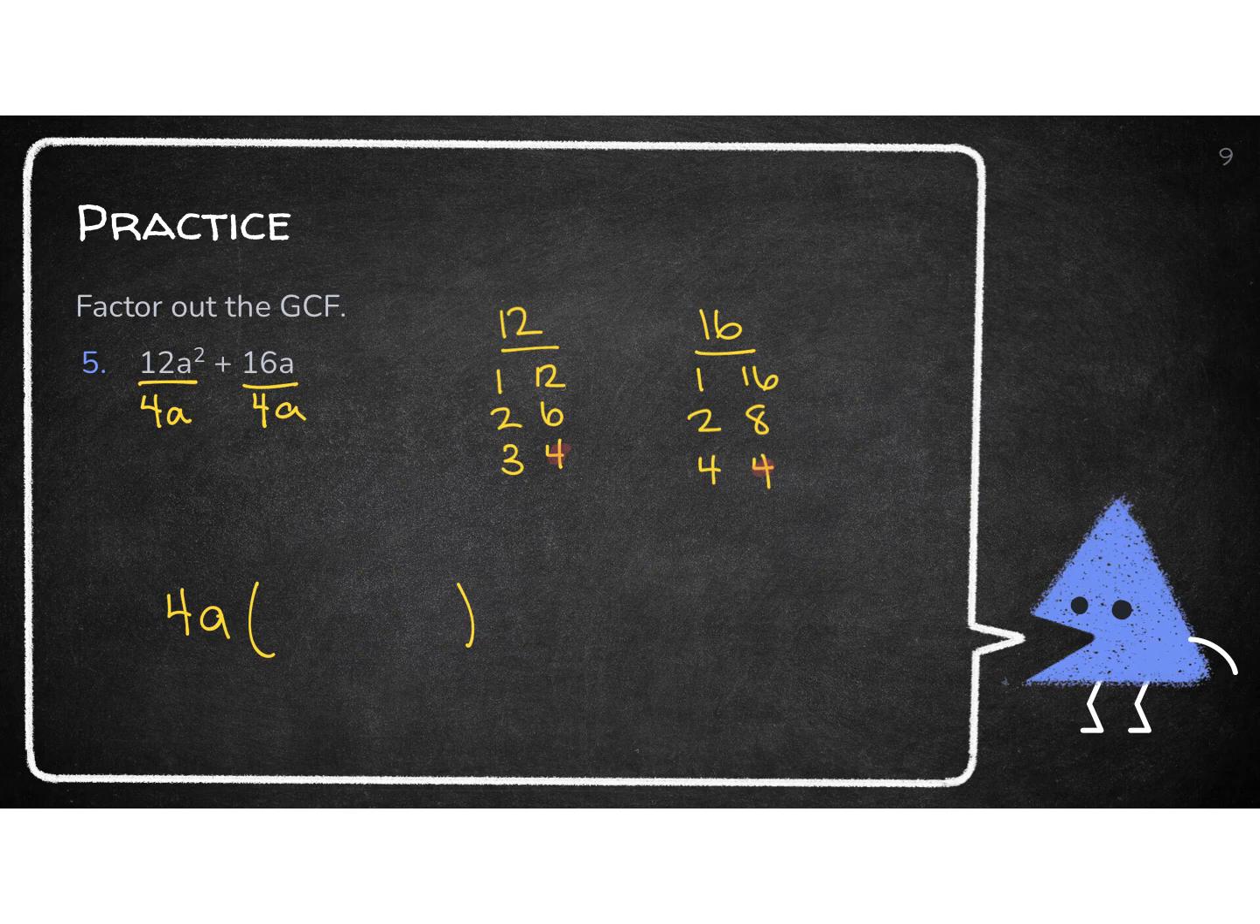12a squared divided by 4a. I'm going to get 12 divided by 4, which is 3. a squared divided by a is a. Remember, you subtracted. These have imaginary 1s there. 16 divided by 4 is 4. The a's are gone.